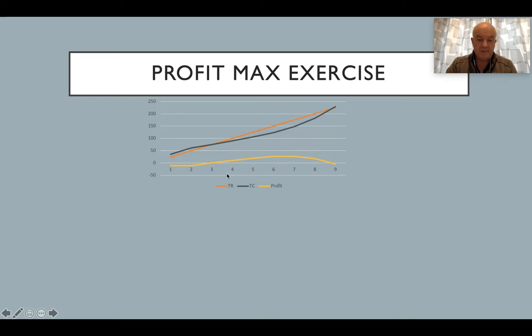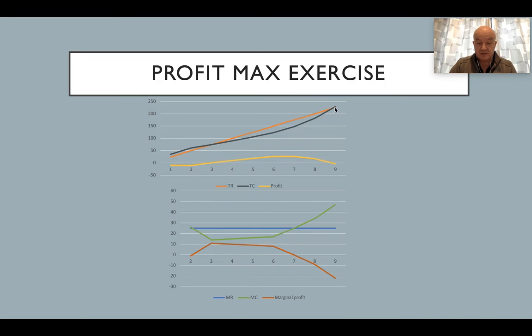Then you can see our total costs initially are slightly higher than our total revenue, and then they start to fall, and then they start to rise again. So at the point at which we're getting towards 9 units, our total costs are now exceeding our total revenue. So that's the total revenue, total cost, and profit shown on the graph.